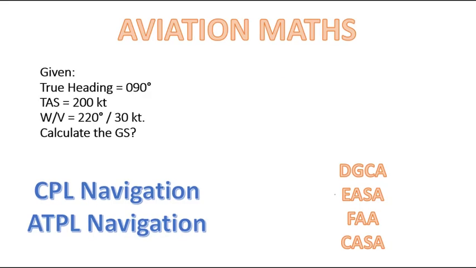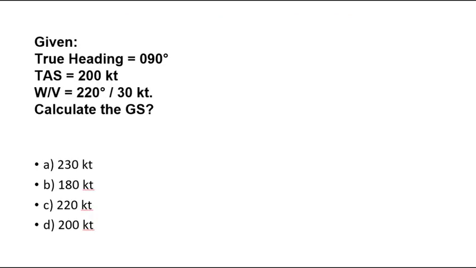The question that we'll solve now states that given true heading is equal to 090 degrees, TAS is equal to 200 knots, wind direction is 220 and wind speed is 30 knots, and we need to calculate the ground speed. And our options are as indicated below.